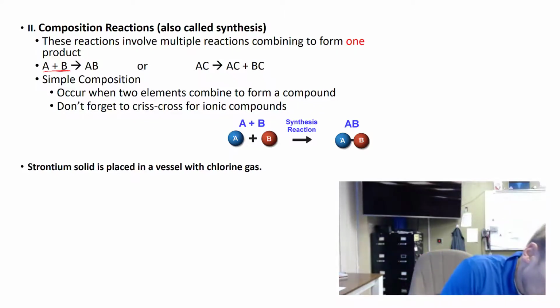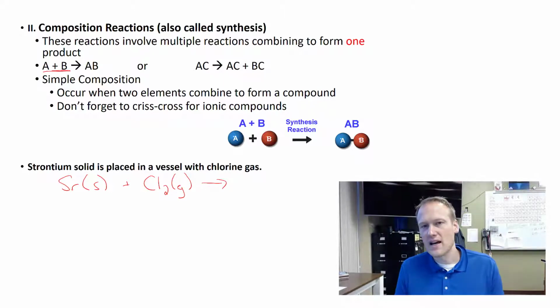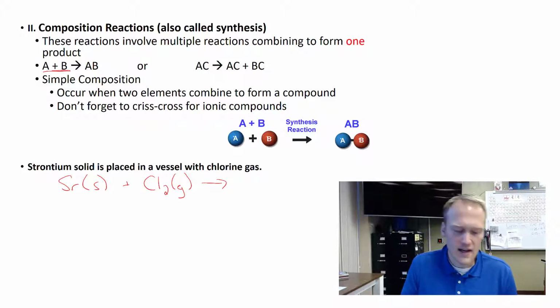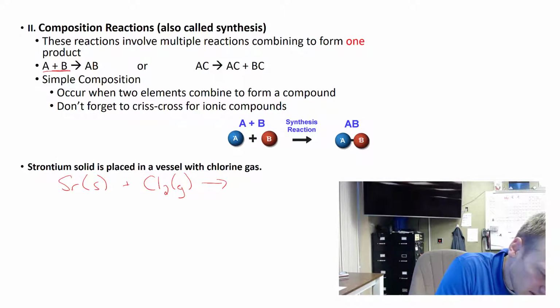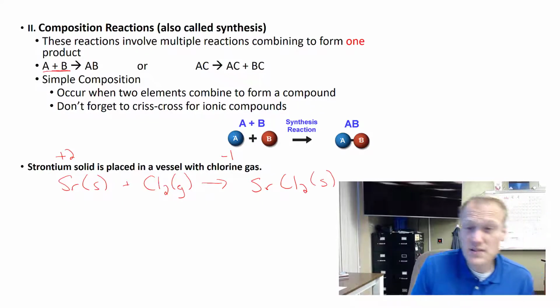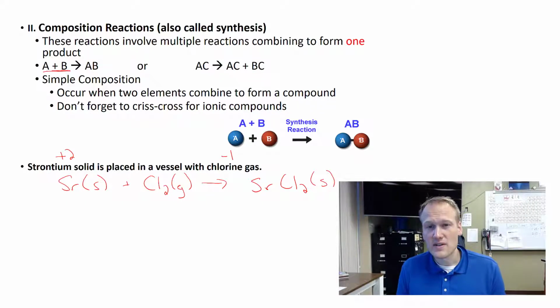So if we look down here at the bottom, we have strontium solid and chlorine gas, which is diatomic. And when they come together, we're going to take strontium as a cation and chlorine as an anion. Strontium is a +2, chlorine is a -1. So when they come together, they will be SrCl2. Since no water is present, that'll more than likely be a solid.